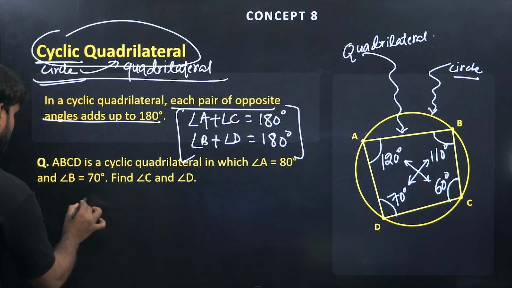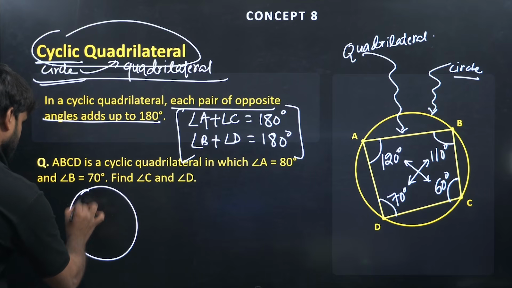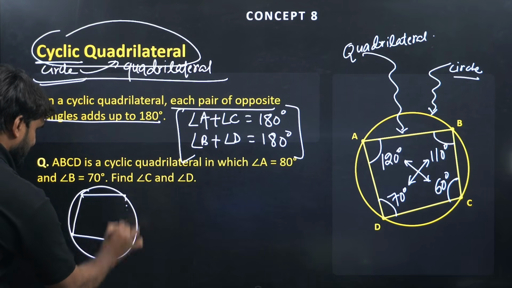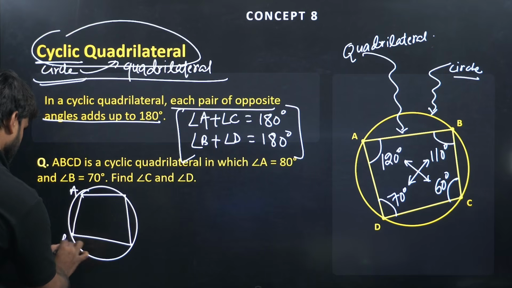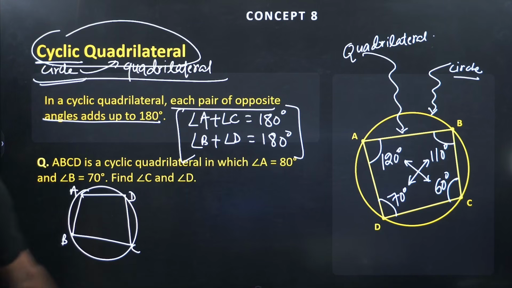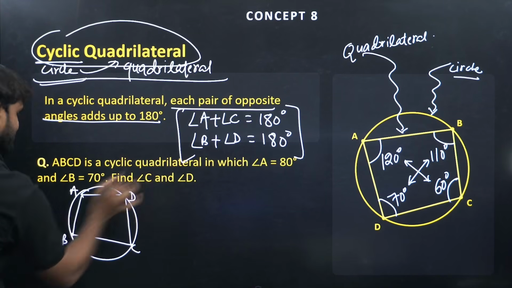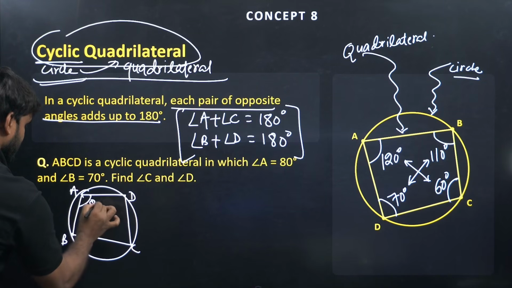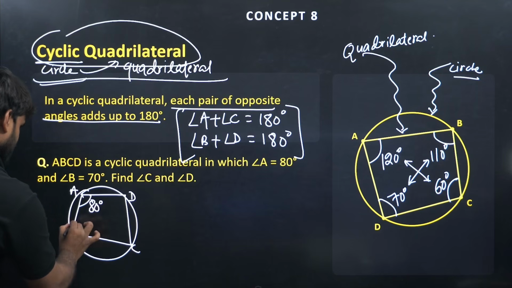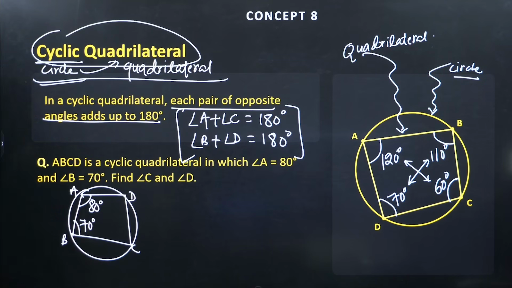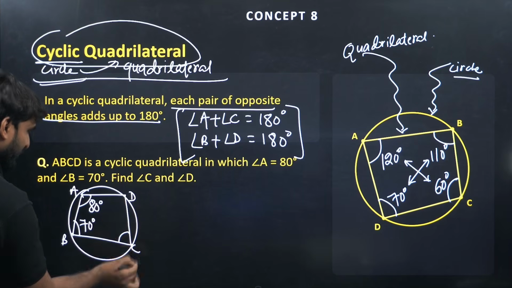ABCD is a cyclic quadrilateral. The circle is there, and let's say the points are A, B, C and D. ABCD is a cyclic quadrilateral in which angle A is 80 degrees, this is given to you, and angle B is 70 degrees. Find angles C and D.